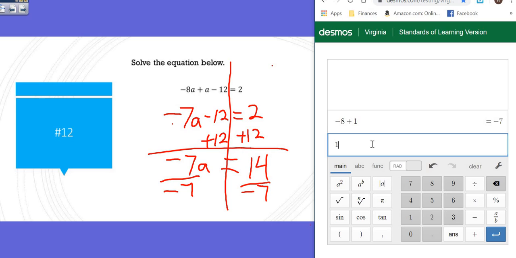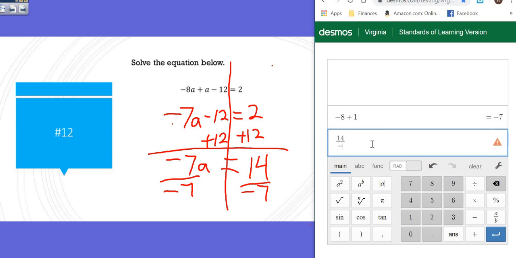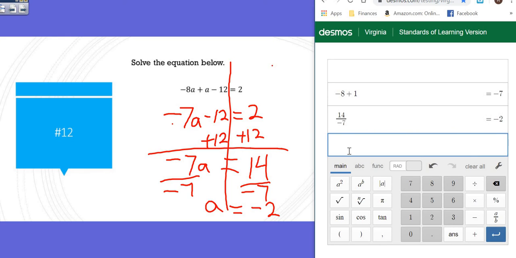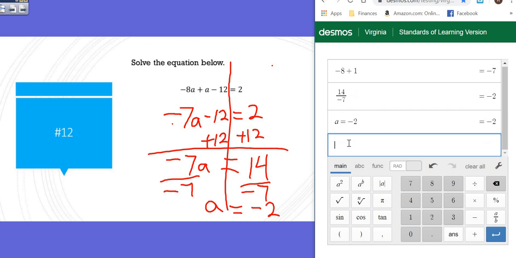And I'm putting that in Desmos again because it's so important to just keep using it, because it will just keep you from making those silly mistakes. And we get a equals negative 2, which is fantastic. But now we have to check it. So let's put a equals negative 2 in our calculator. And then we're going to put in that entire half of the expression. Negative 8a plus a minus 12 gives us 2. And if you notice, that's what's right there. So we checked it and we know we're right.